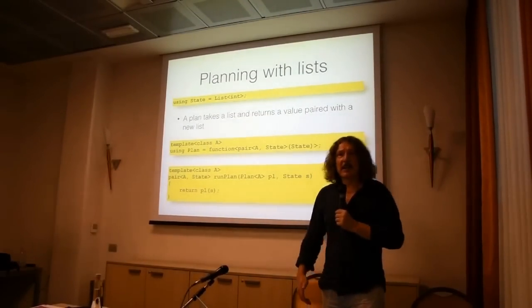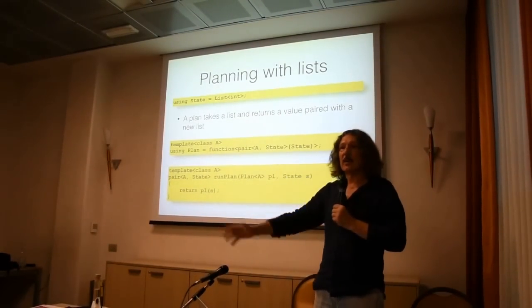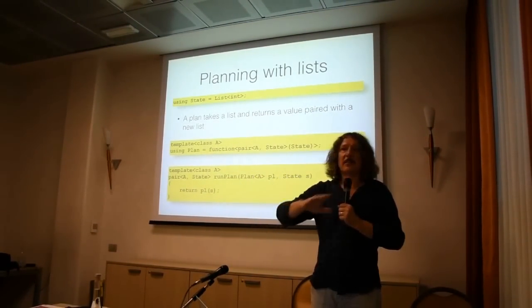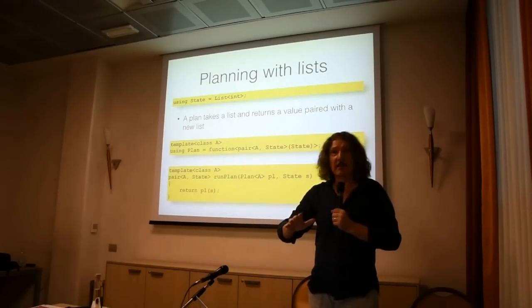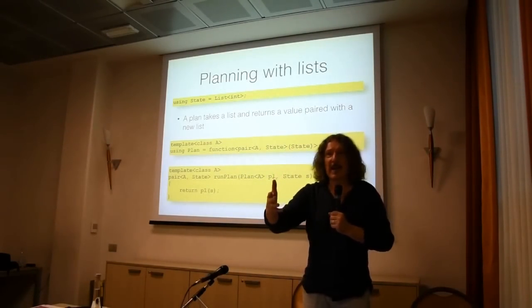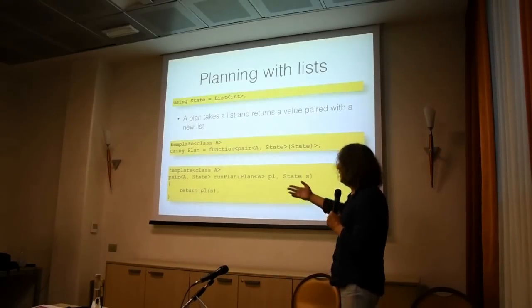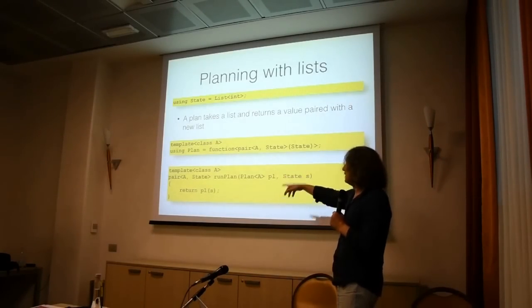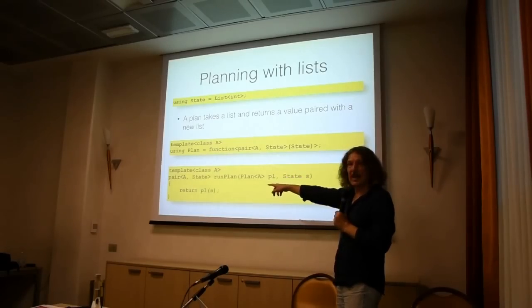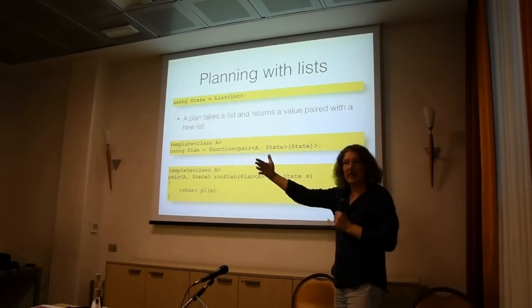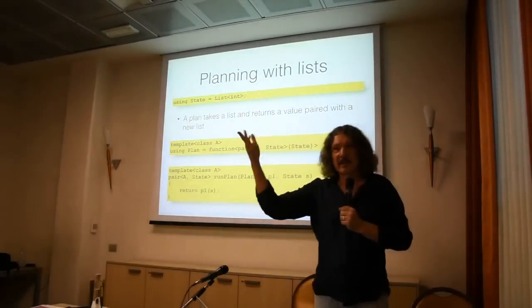And finally, when I create a big plan to solve my puzzle, then I can call this plan with a list and get a result. So I need this function run plan. It takes a plan, takes some state, and just calls this plan with the state. And then returns a pair. That's your result, and that's the leftover state.